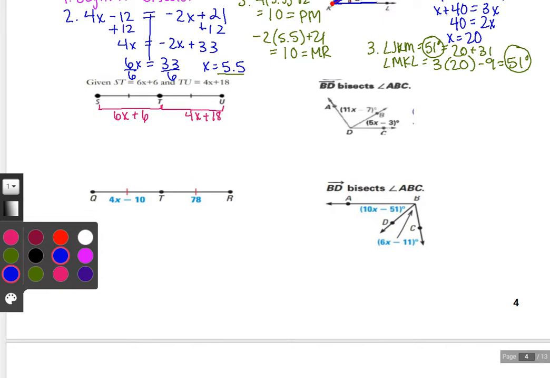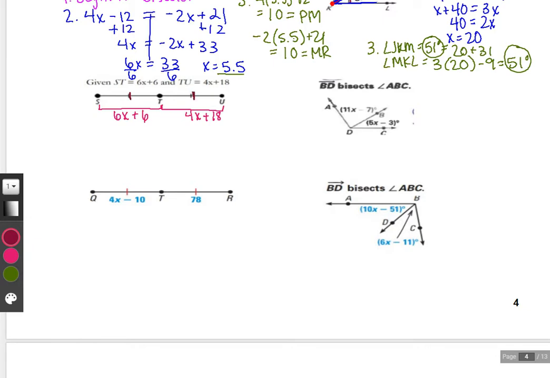So, seeing that these two parts have their measures, we need to look at the diagram and see if there's any special markings that might tell us something about the relationship. Something you might notice here is our tick marks. If you remember what our tick marks mean, that means that we have two congruent segments, which means that ST would be congruent to TU. So that means that when we're setting up our equation, the distance ST should be equal to the distance TU.